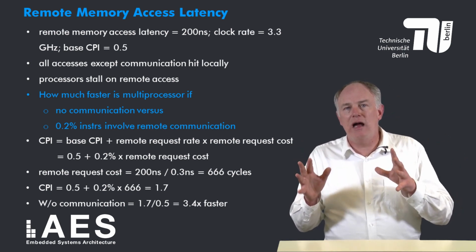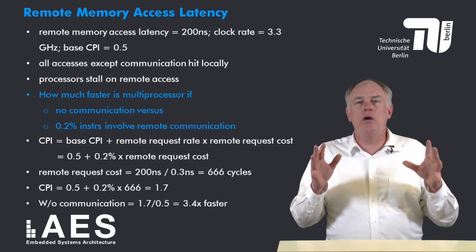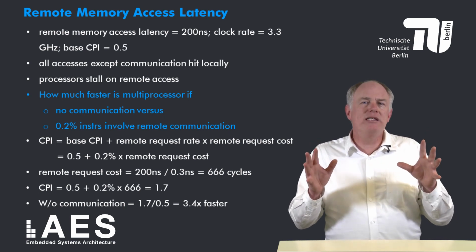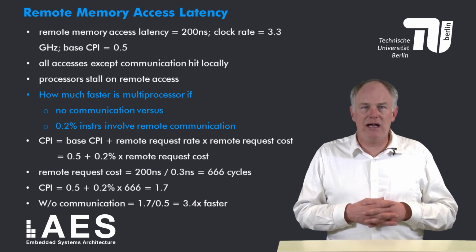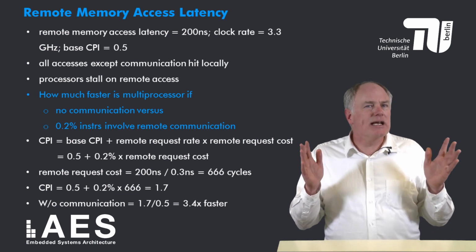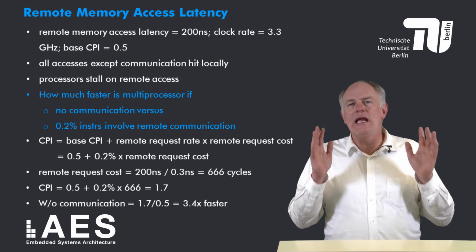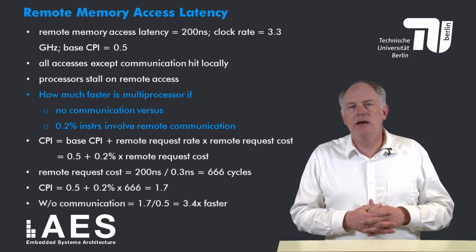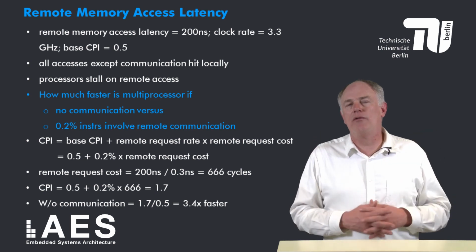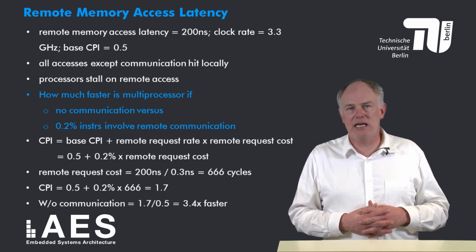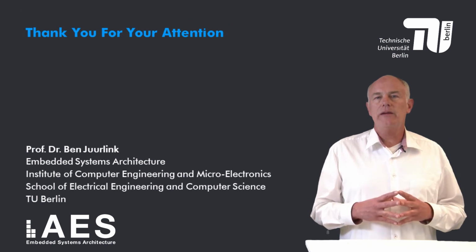So without communication, the CPI is 0.5. So the multiprocessor without communication is 1.7 divided by 0.5, or 3.4 times faster. This is significant, given that only 0.2%, so less than a single percent of the instructions involve remote communication in this example. This completes this lesson.